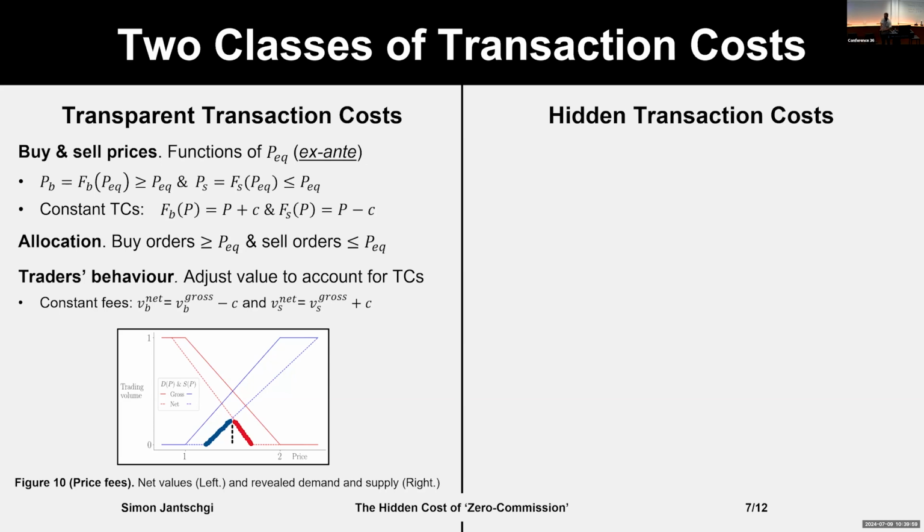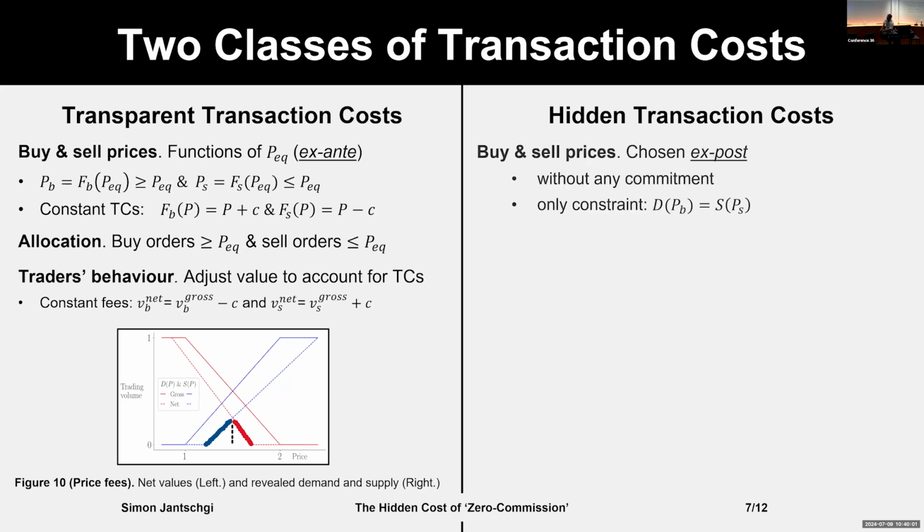Now, how does this differ from the hidden transaction cost? I'm going to be modeling hidden transaction costs as buy and sell prices that are chosen ex post without any commitment. So this means that the market platform is going to observe the demand and supply schedule and set the buy and the sell prices without any commitment to the equilibrium price, where the only constraint is that the demand at the buy price needs to be equal to the supply at the sell price in order to be able to match trades. The allocation is going to be the same.